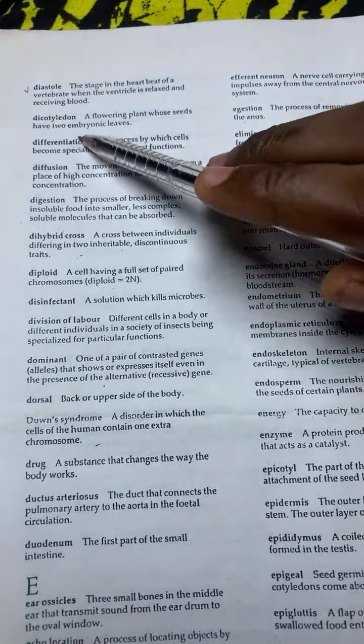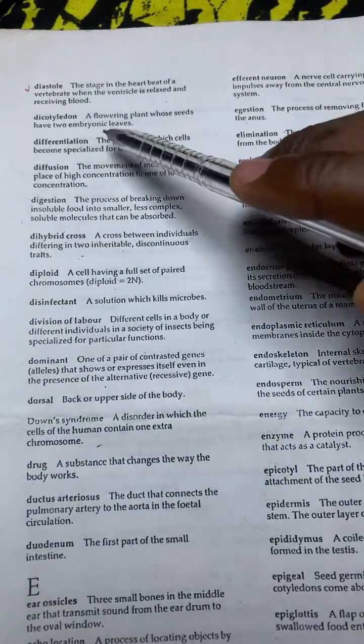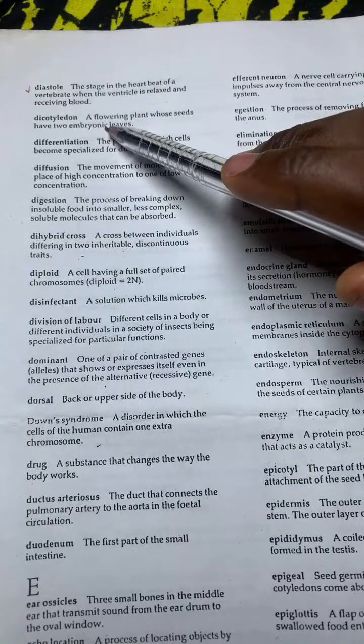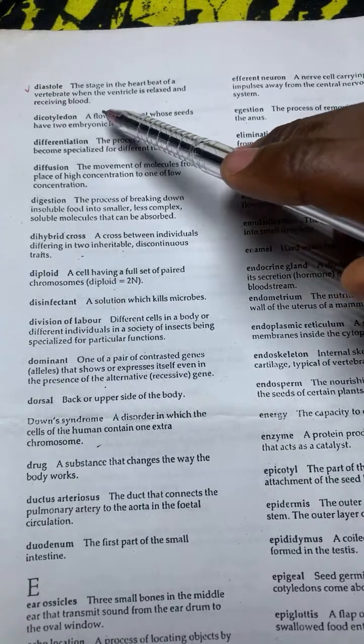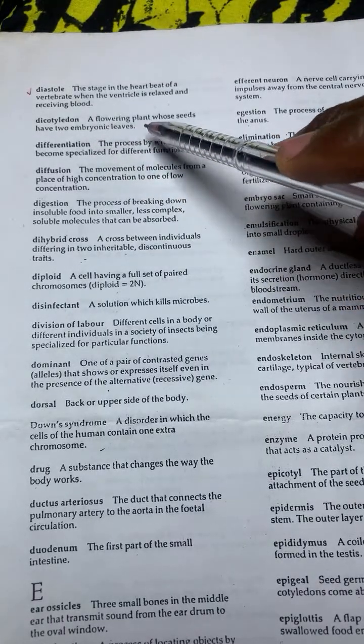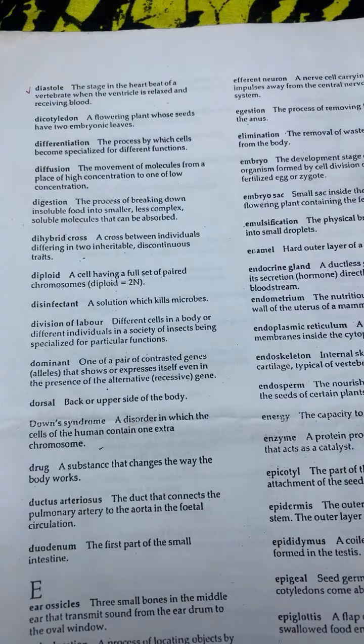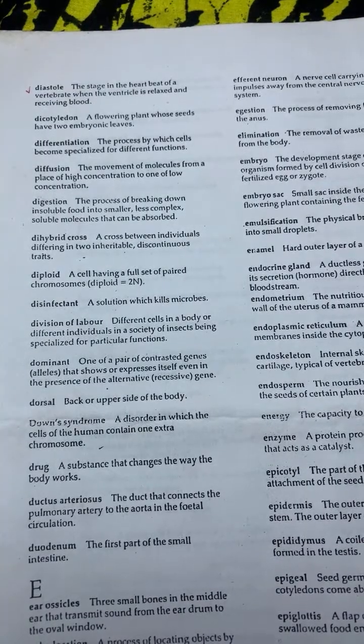Now we also have dicotyledon. In dicotyledon, we say that it's a flowering plant whose seeds have two embryonic leaves. Are we there now? Is a flowering plant whose seed have two what? Embryonic leaves. That's dicotyledons.